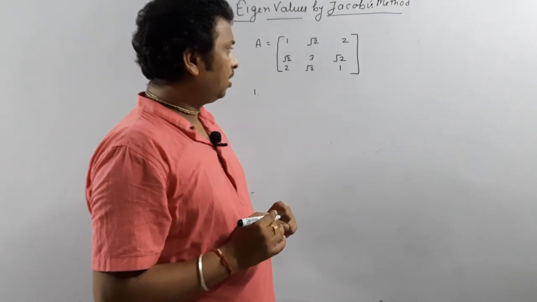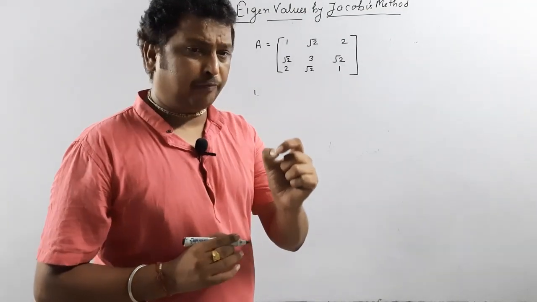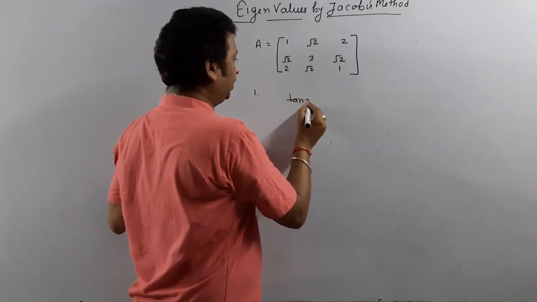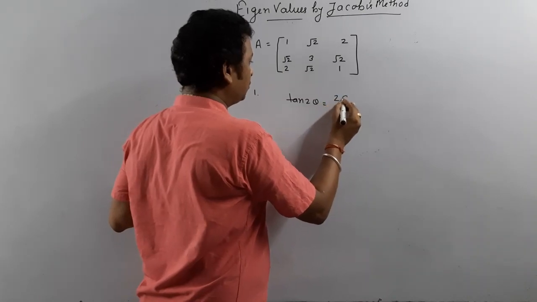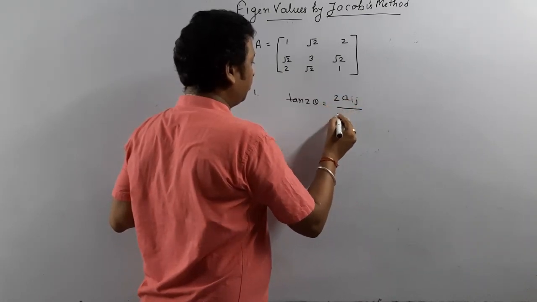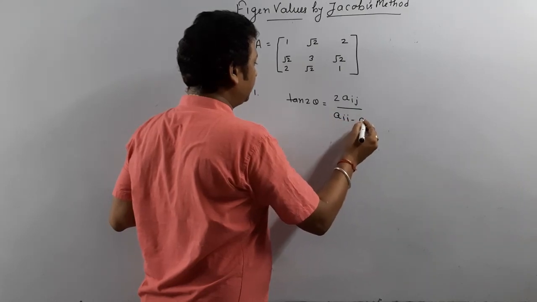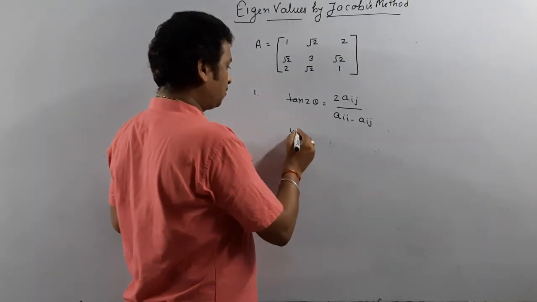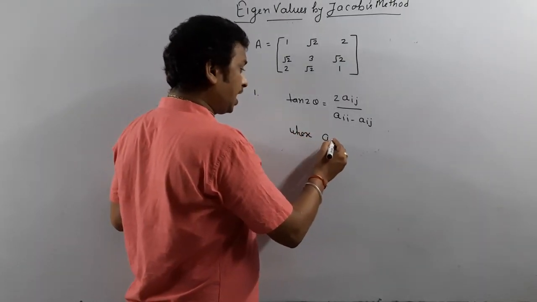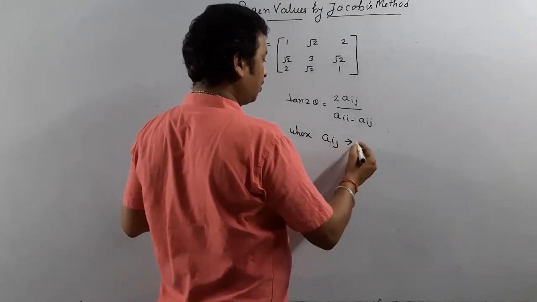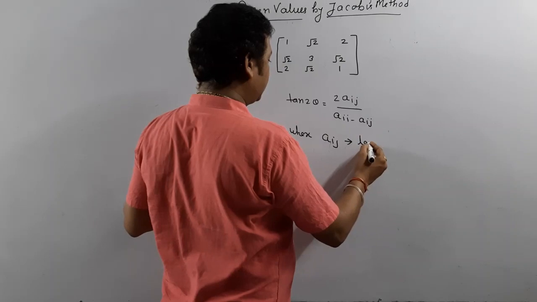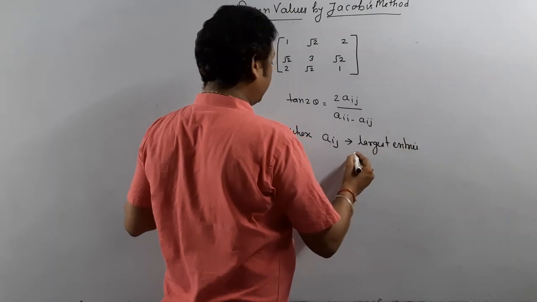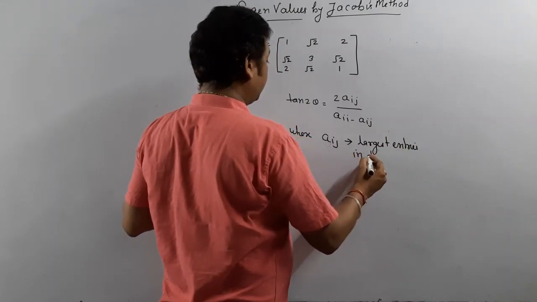What is the methodology? You have to use which formula? Tan 2 theta is equal to 2aij upon aii minus ajj, where aij means the largest entry in the non-diagonal elements.